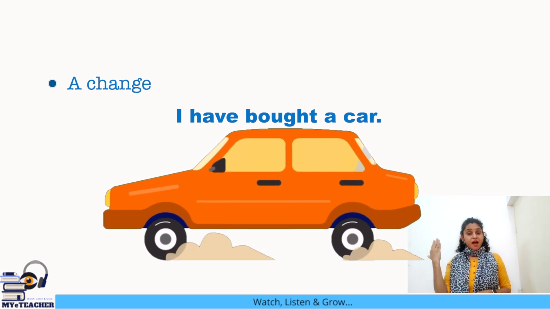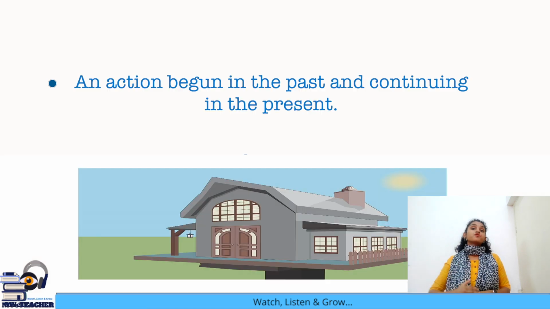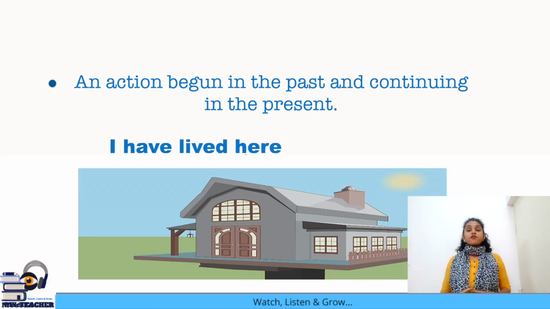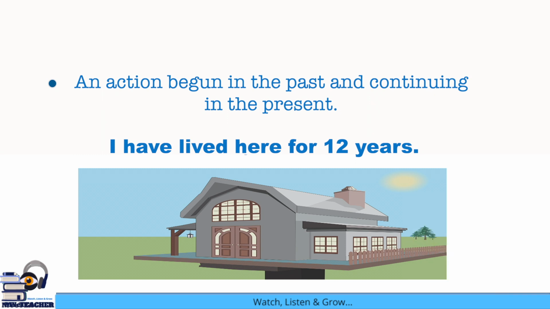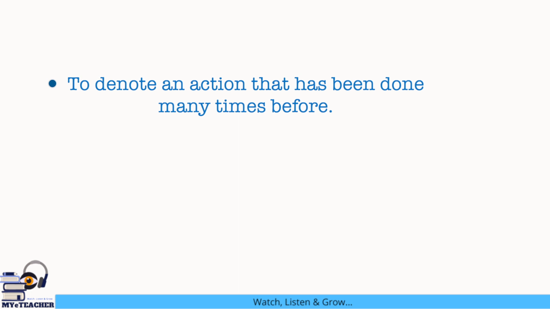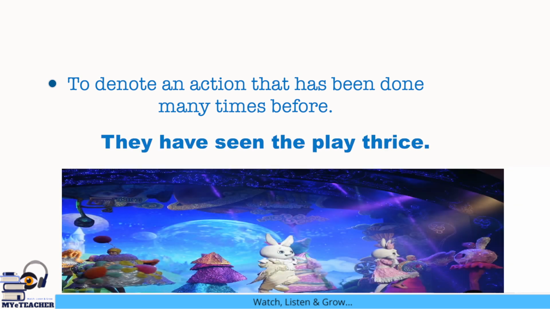An action that has started in the past and is continuing up to the future. I have lived here for 12 years. I started living in the past and the action is continuing in the present. For an action that has happened many times. They have seen the play thrice. So it is an action that has happened 3 times and hence it is expressed in present perfect tense.